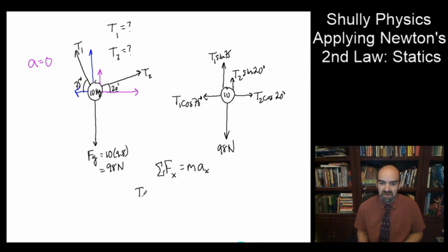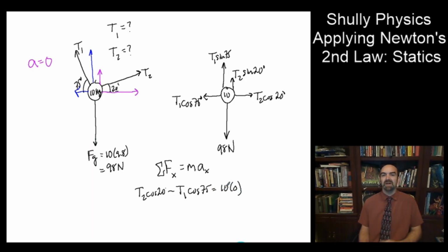To the right, I've got T2 cos 20. And to the left, in the opposite direction, I'm going to subtract T1 cos 75. That equals mass times 0 acceleration. Again, don't shortcut it here, get used to it, because in just a lesson or two, we're going to be working with non-zero acceleration. So get used to putting it in. It's very healthy.